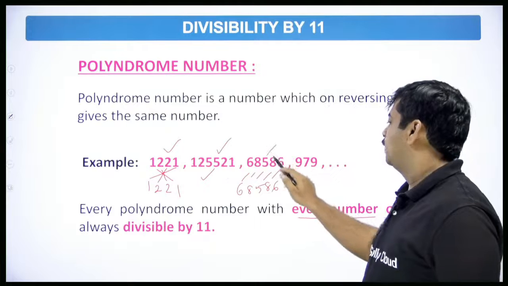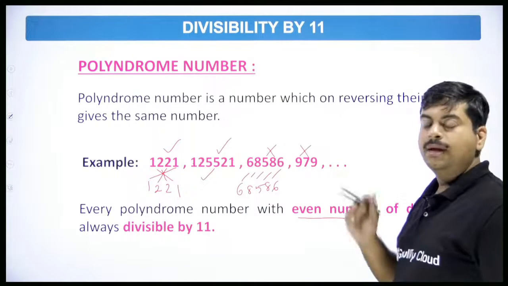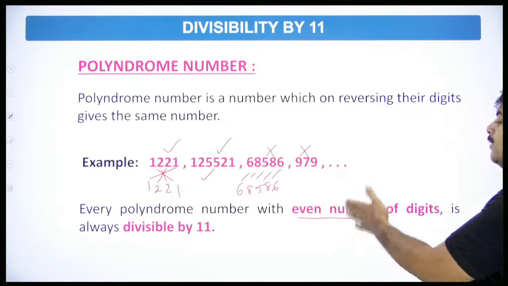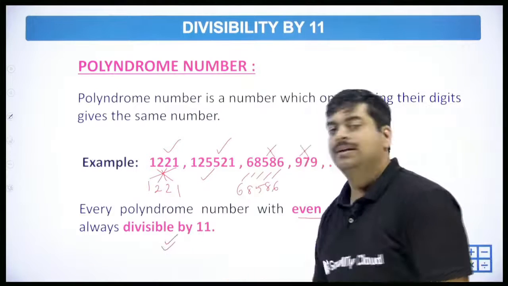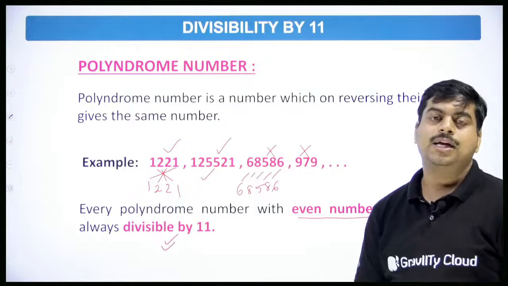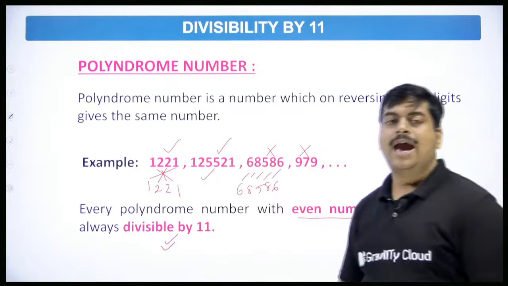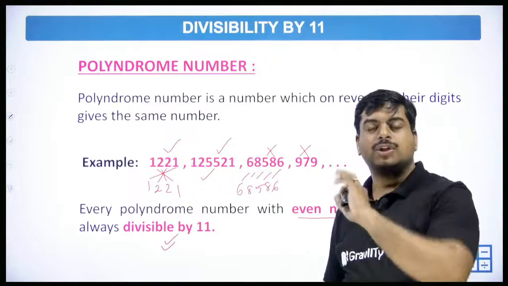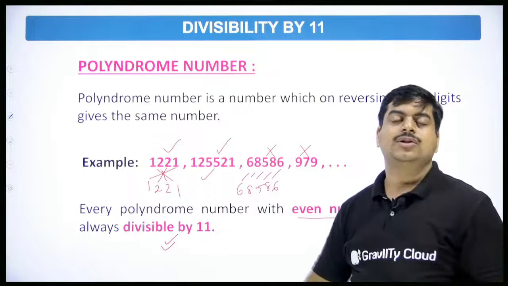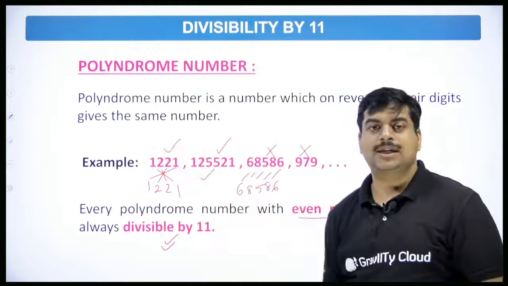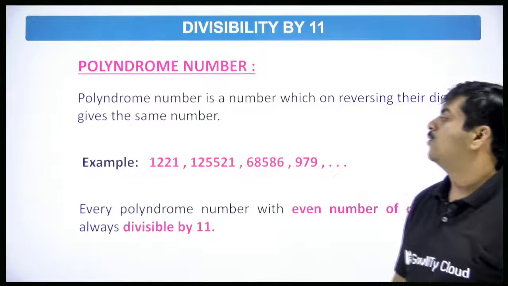Every palindrome number with an even number of digits, like 1, 2, 3, 4, 4, 3, 2, 1, is always divisible by 11. So if it is a palindrome and it has an even number of digits, don't worry, you can directly say that it is divisible by 11, or else you need to go with the other techniques we have discussed before.